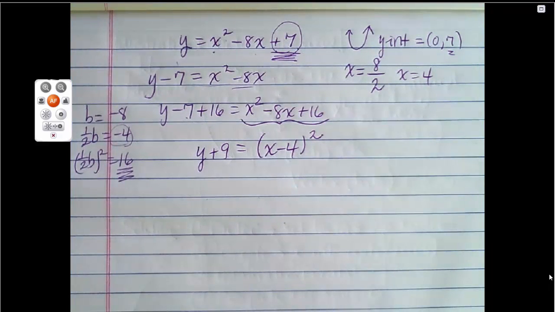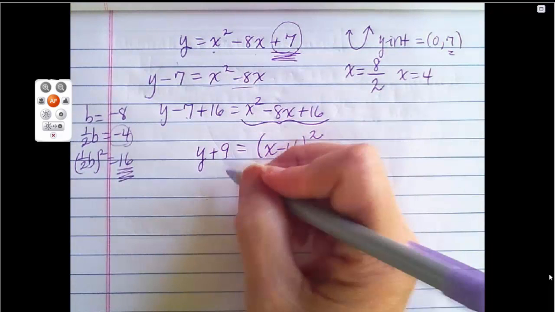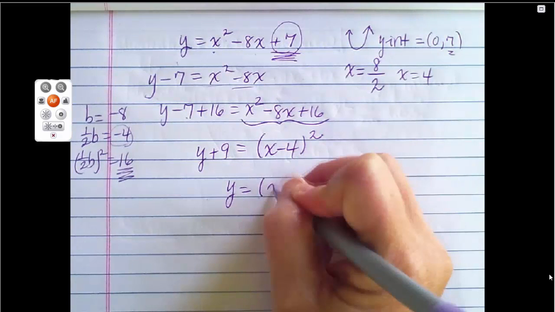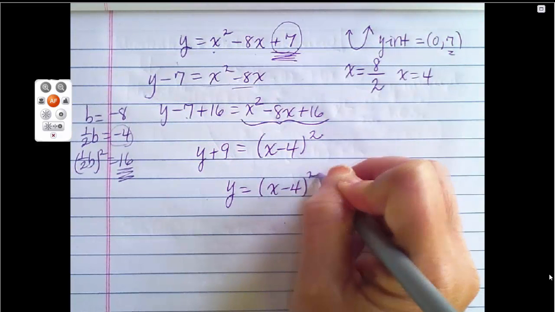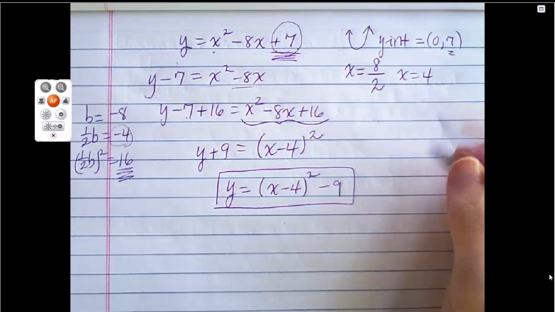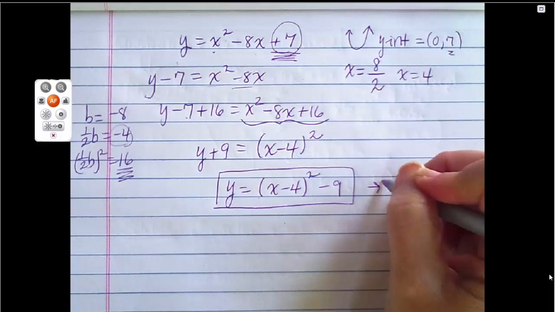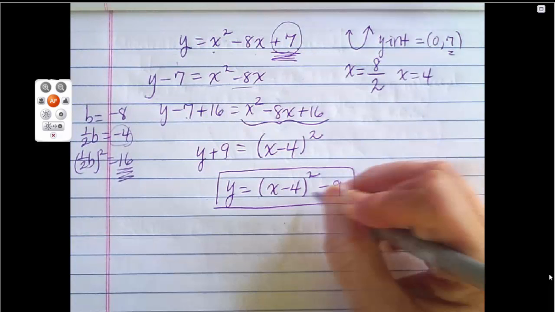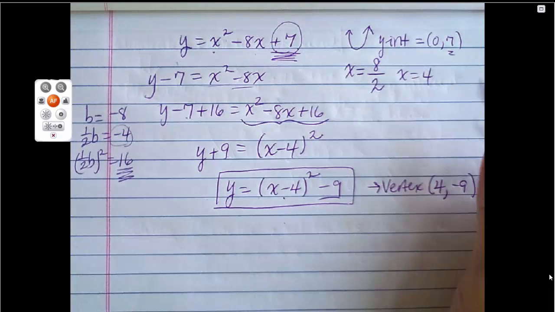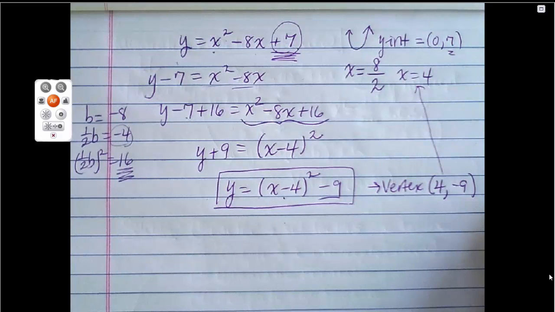But to graph I get y alone. So now I'll subtract 9 from both sides. And the vertex form of this parabola is y equals x minus 4 quantity squared minus 9. So now by looking at that equation, I know quickly that the vertex of that parabola is (4, negative 9). That's good news because the axis of symmetry is x equals 4, and the axis of symmetry always goes to the vertex or turning point, so those numbers need to match every time.